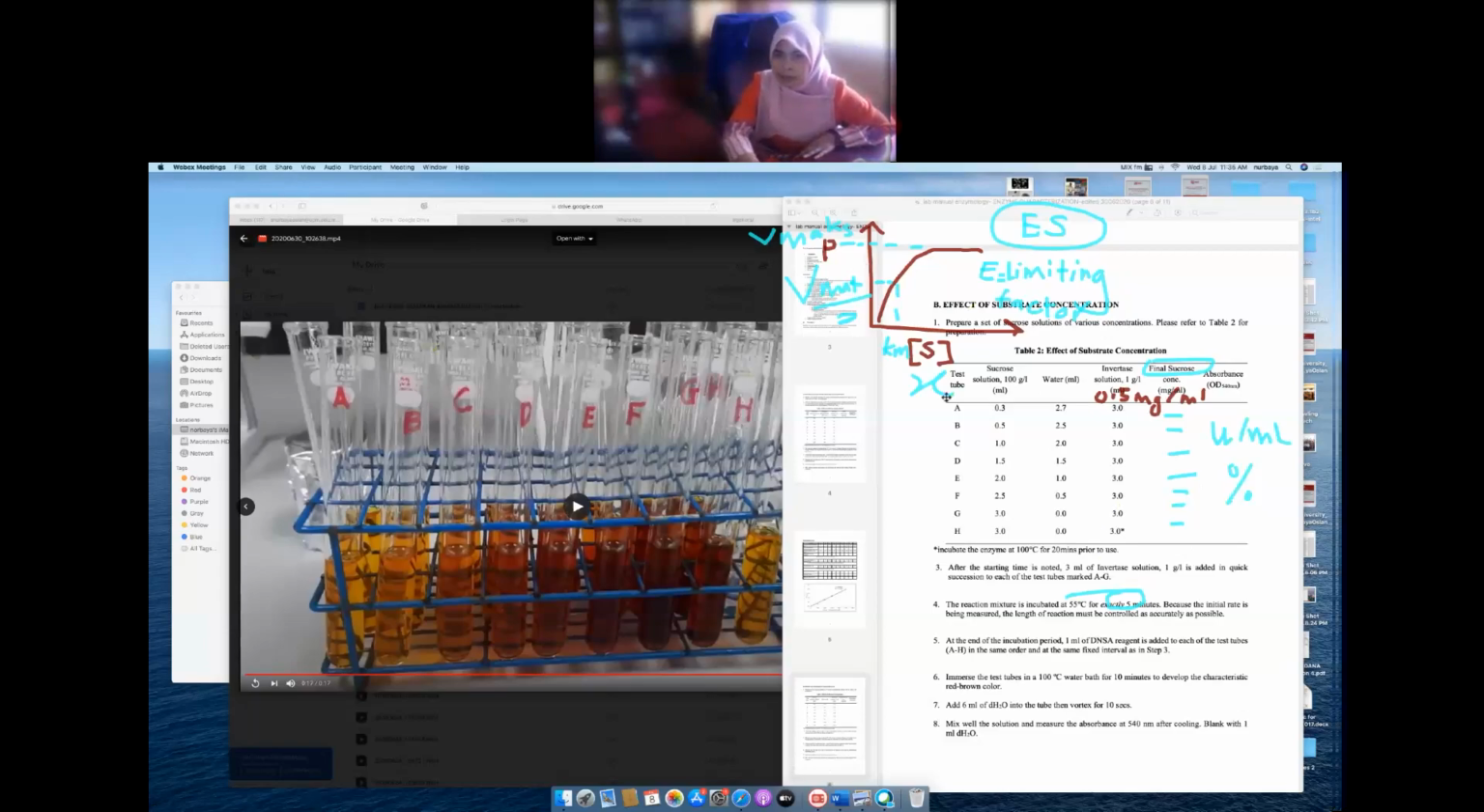Okay, so is it okay here? The previous activity was in experiment A, now it is B. For the first one, we did the effect of enzyme concentration. Now, the second experiment, the effect of substrate concentration. If we have substrate concentration here on the x-axis, we can plot for the Michaelis-Menten constant.